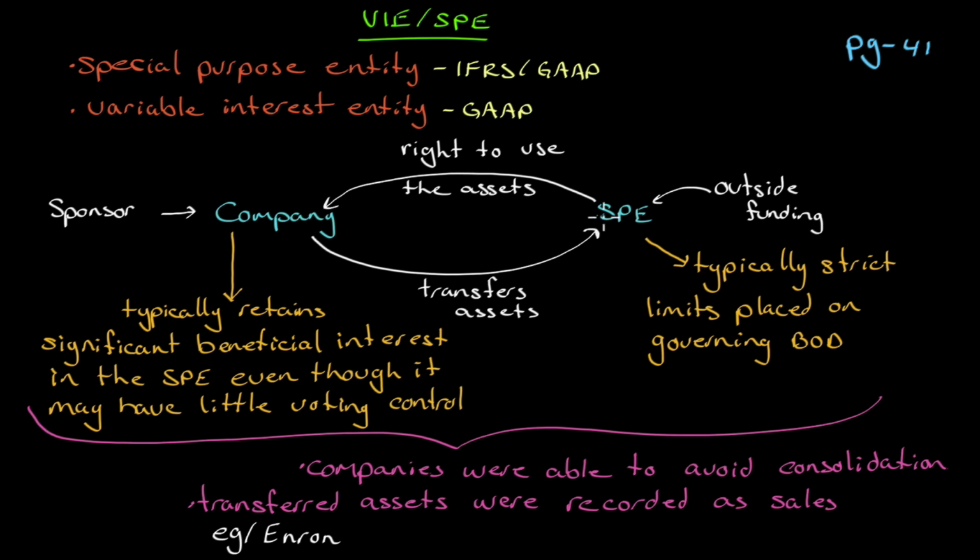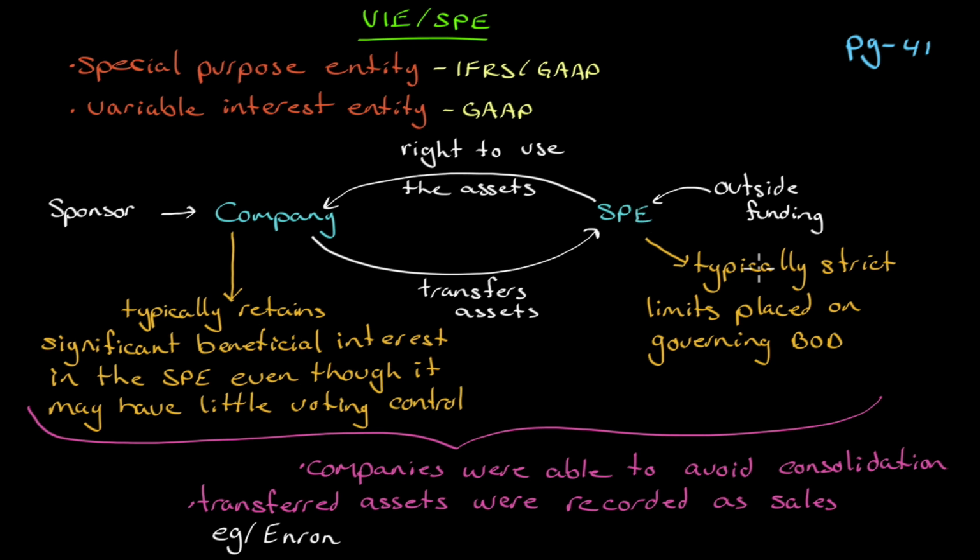Sometimes the company can provide the equity directly to the SPE, so it might transfer $100 million of assets and go out and raise $95 million of funding, thereby leaving 5% of the assets, 5% of the equity to the company, and it would go outside, raise outside funding.